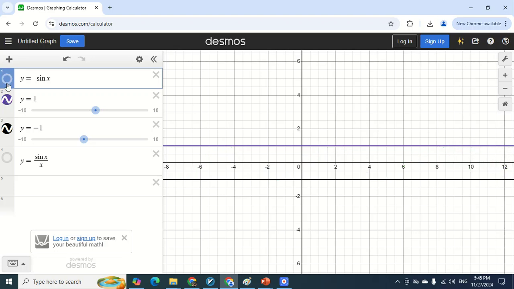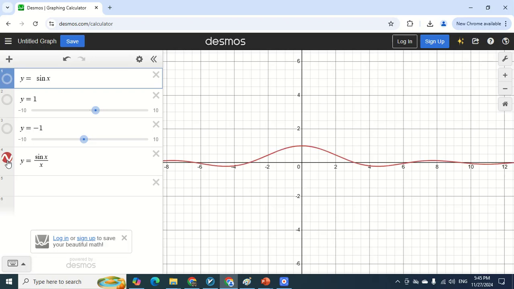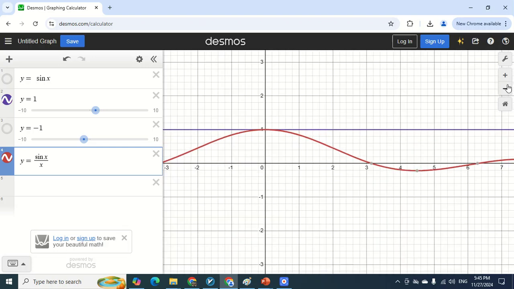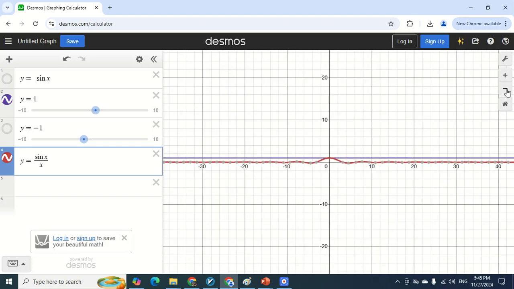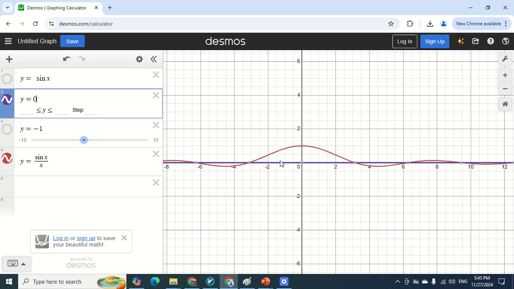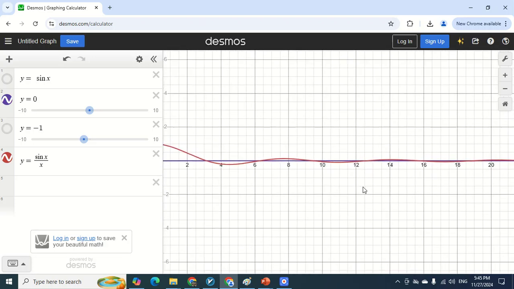Now, let us consider sine x over x as well. As you can see, the function sine x over x at the origin is tending to 0. You can see it tending from the right side and left side to the value of 0. But at infinity, the value of the function tends to 0. Let me put 0 to see the behavior of this function. It twists around the horizontal line, and at the end of the day, when x tends to infinity, the function tends to 0.